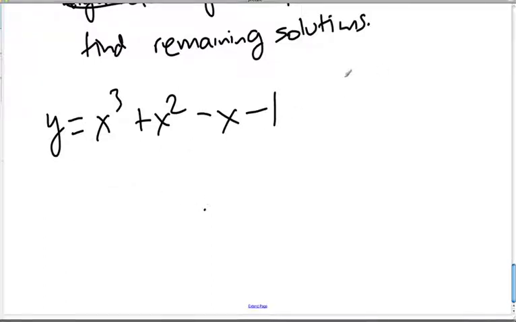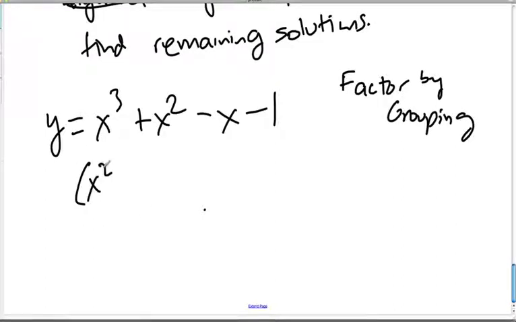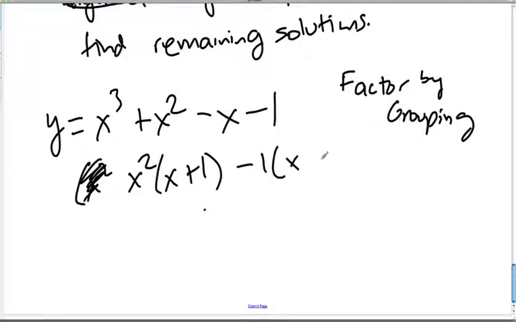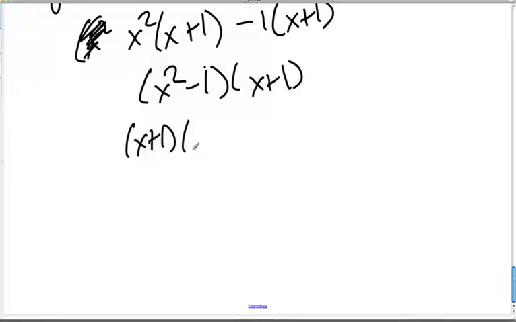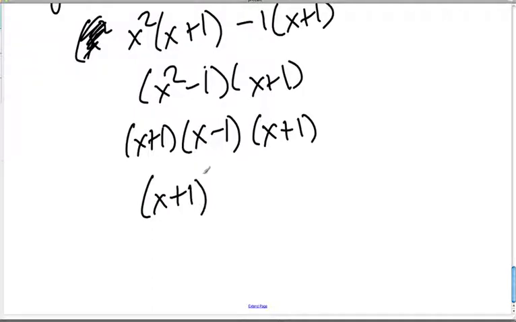So we can do something called factor by grouping, and this was gone over in algebra class. Factor by grouping to figure this out, and we're going to try to take out a common factor. So the common factor here will be x squared, which makes this x plus 1 minus 1 times x plus 1, and then becomes x squared minus 1 times x plus 1. We factor once more, and it becomes x plus 1 times x minus 1 times x plus 1, so written simply (x+1) squared times (x-1).